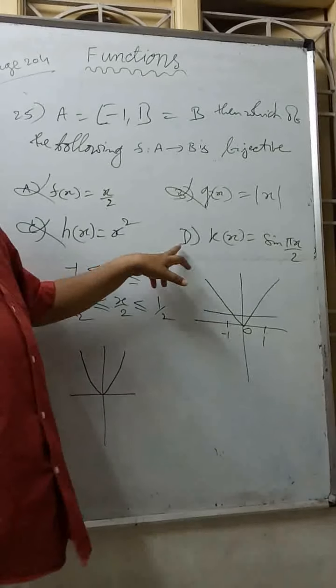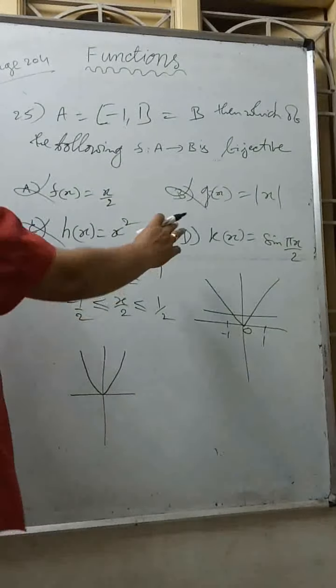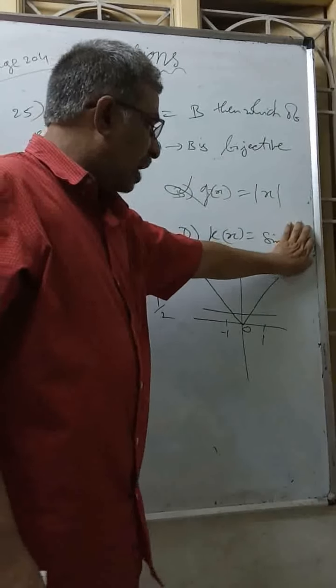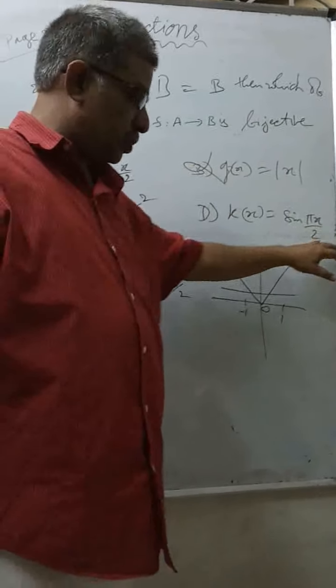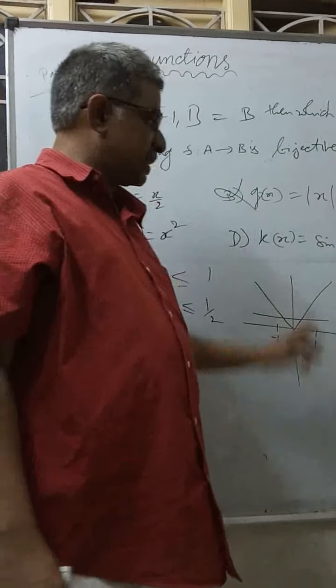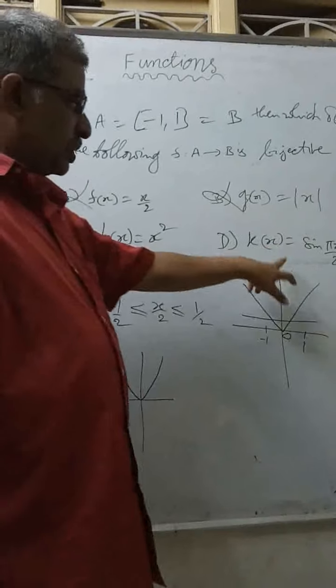Next, coming to sin pi x by 2. If you take any value for x, sin theta always lies between minus 1 to plus 1, which means codomain equals range, minus 1 to plus 1, first thing. Next, x1 equal to x2 means sin x1 equal to sin x2 means theta 1 equal to theta 2. Therefore this is 1-1.